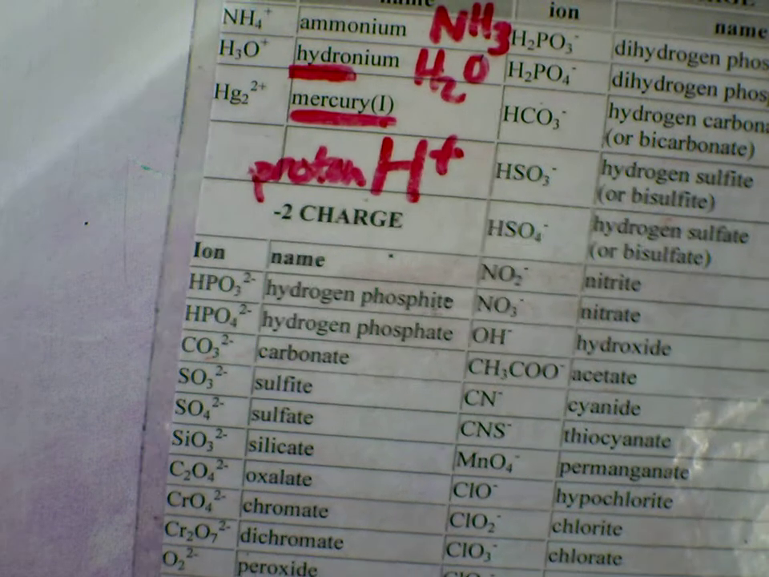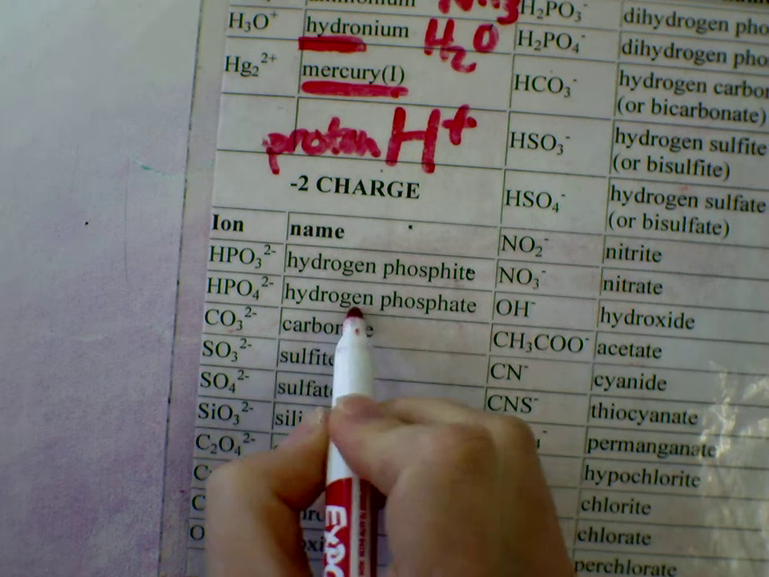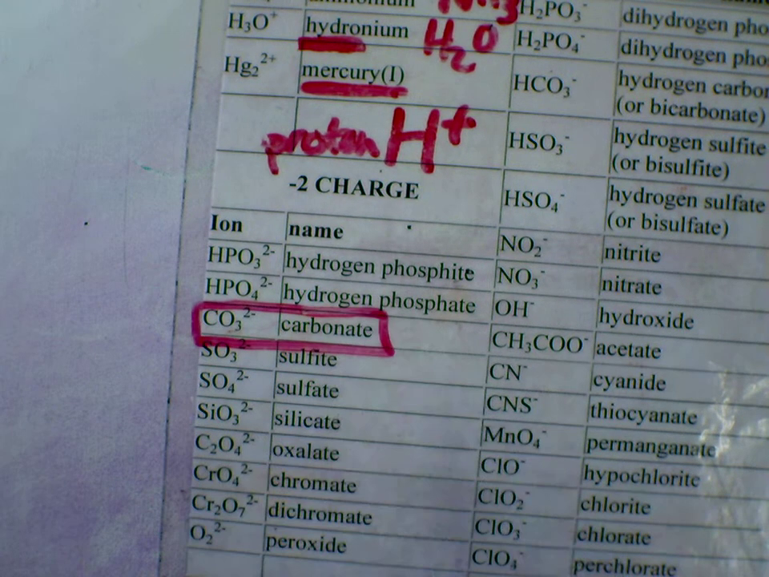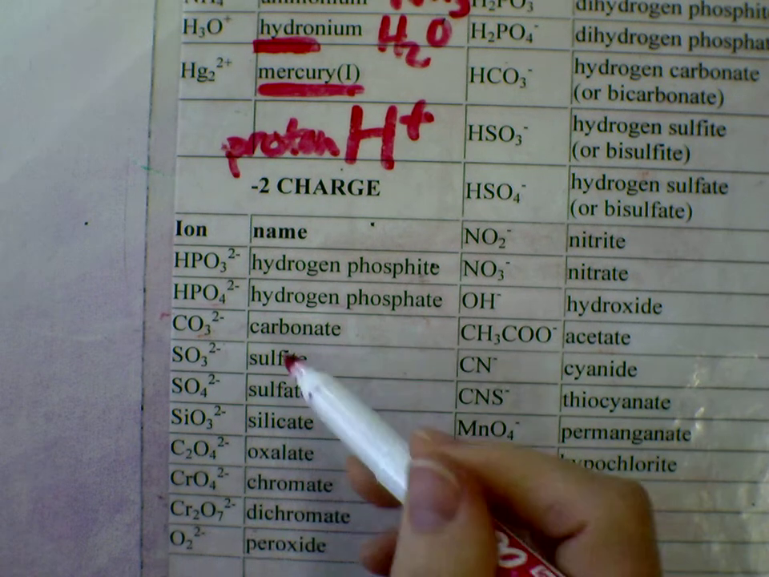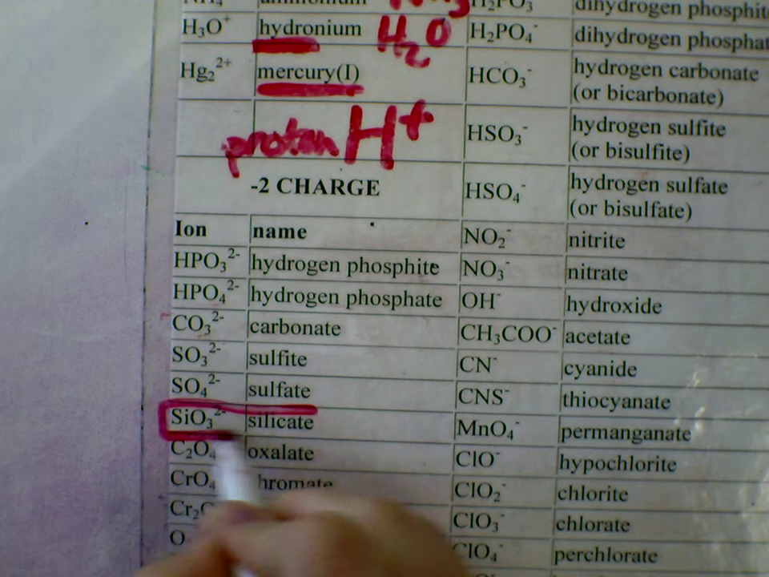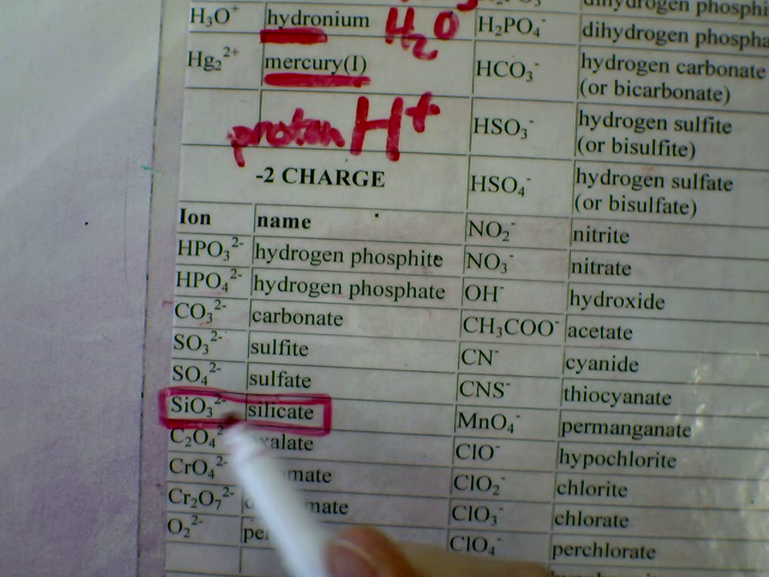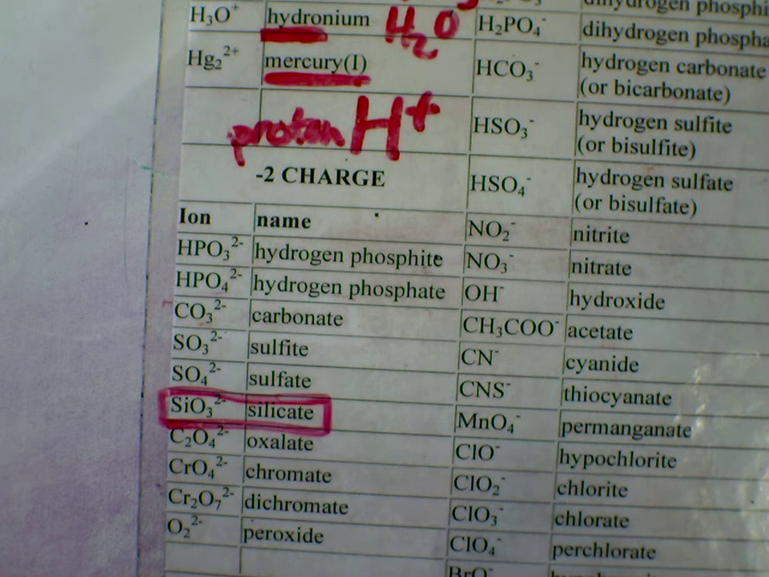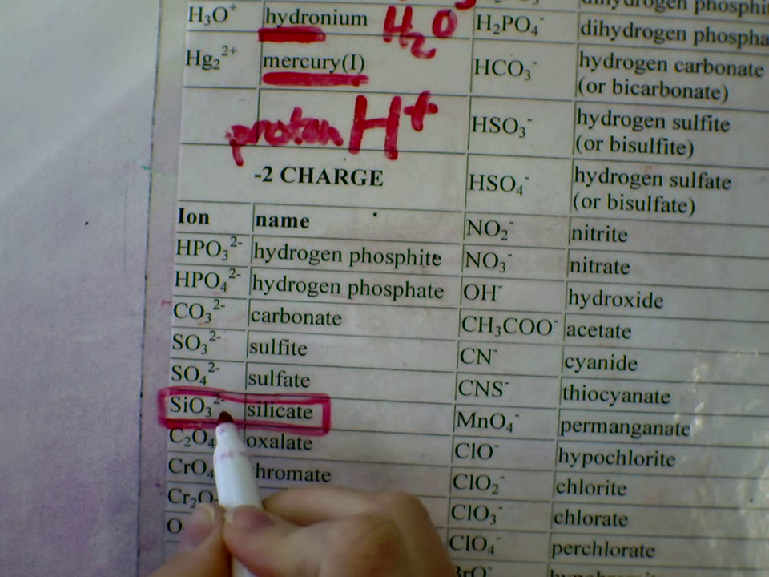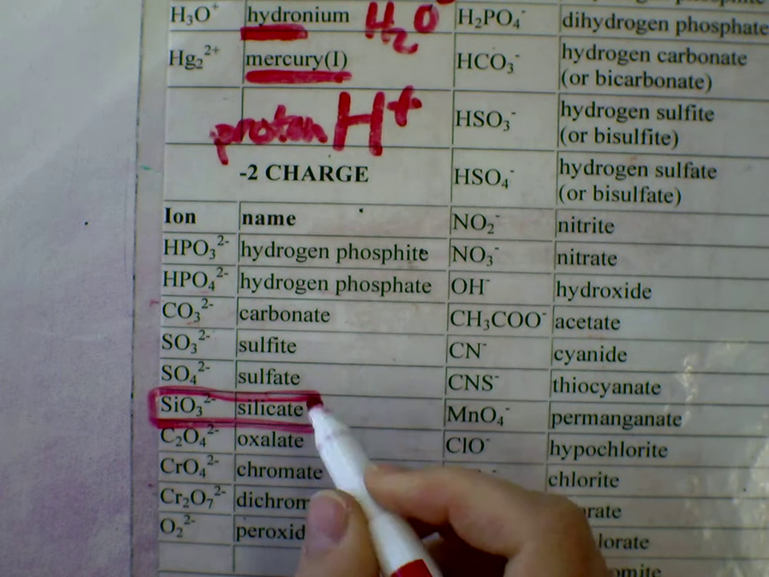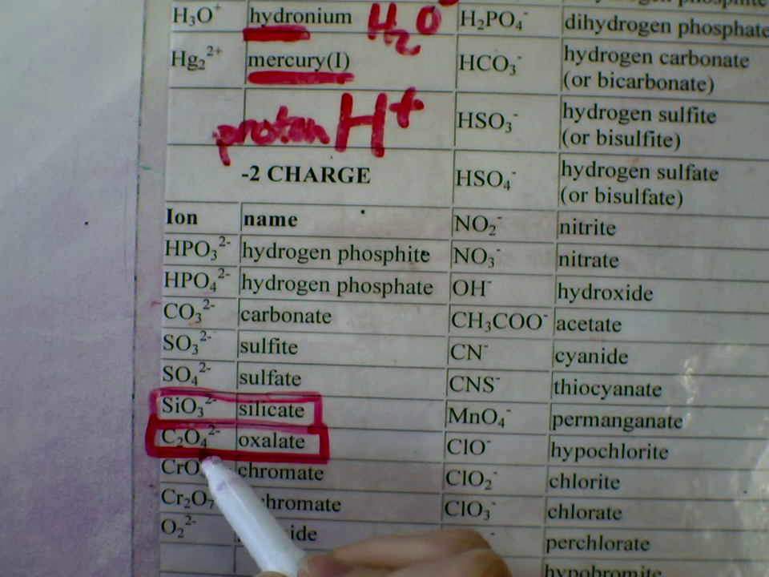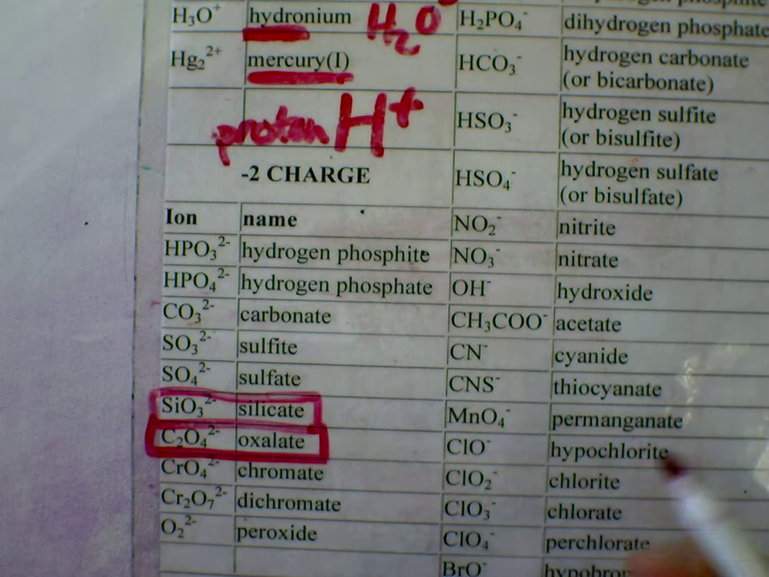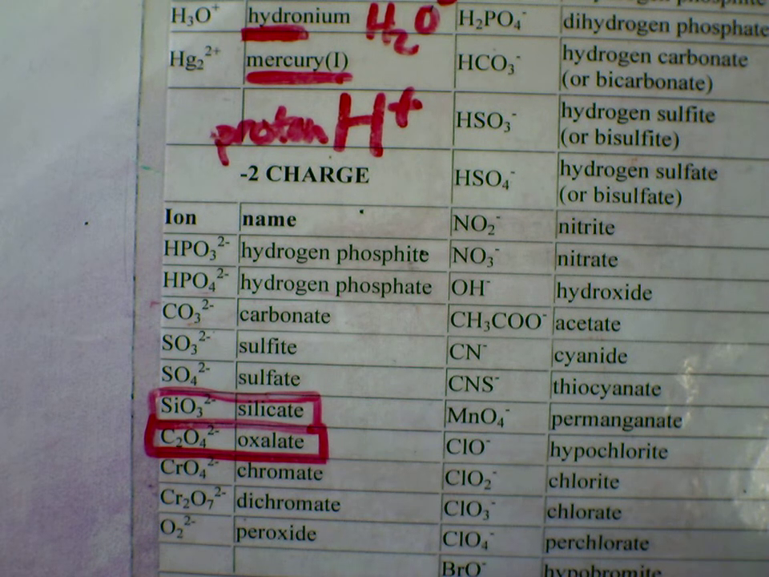There's a few of these that you just have to know. Carbonate doesn't, well, it does, maybe I'll come back to carbonate. Hold on. Silicate is kind of a singular one. It doesn't really come on any of the other lists. SiO3 with a 2- charge is silicate. Oxalate is another one with kind of a funny name. C2O4 with a 2- charge. That one you kind of just have to know.